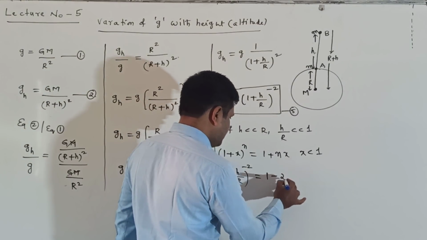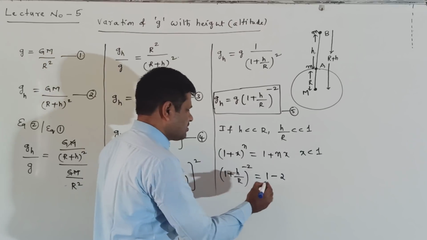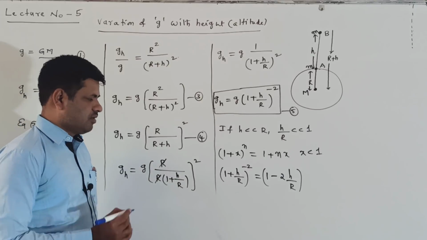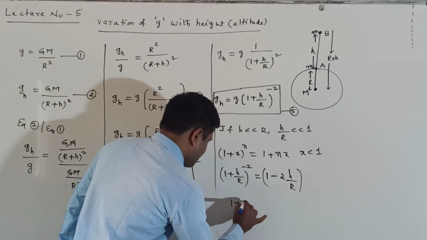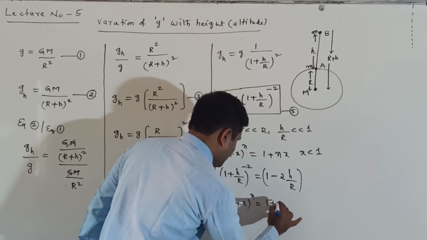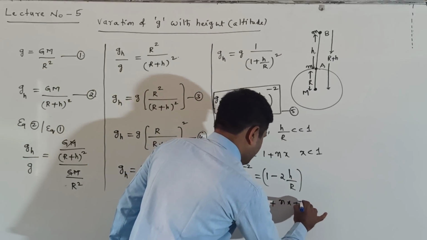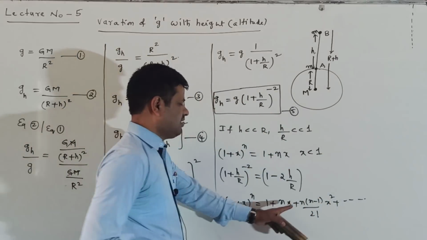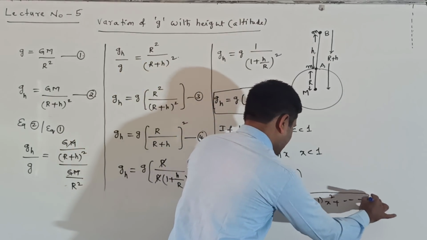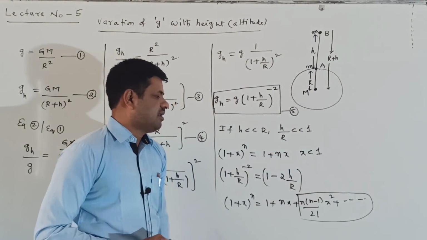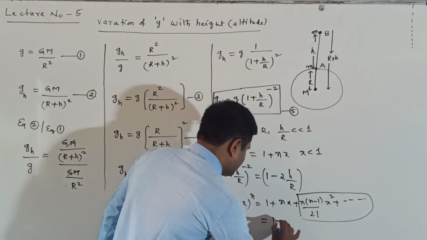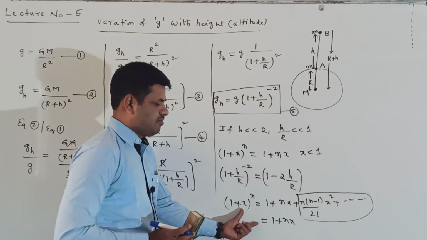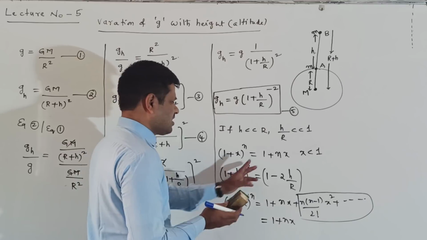Here plus into minus we are getting, and in the place of x, h by r. Actually, the formula is like this, it is coming in second year mathematics: 1 plus nx plus n into n minus 1 by 2 factorial into x square. When x is less than 1, the higher order terms, the x square term and the terms that follow, can be neglected. Remaining is 1 plus nx, that is what I am using here. This formula comes in the binomial theorem chapter in second year mathematics.